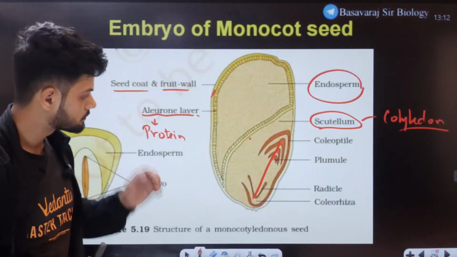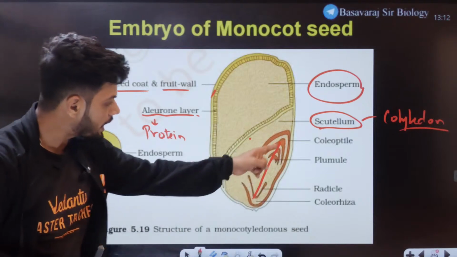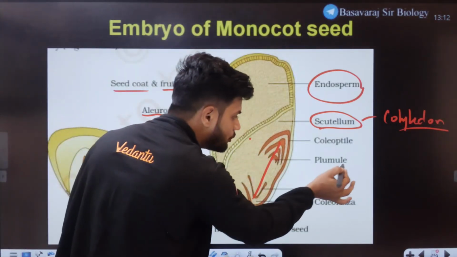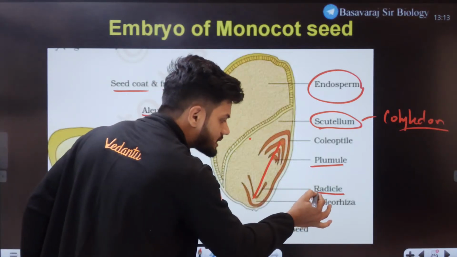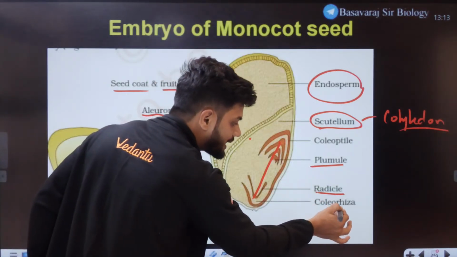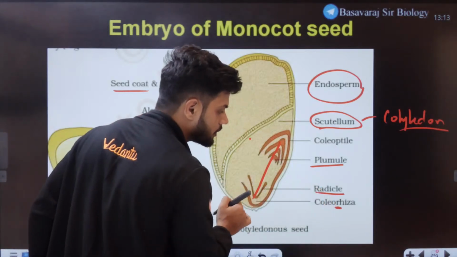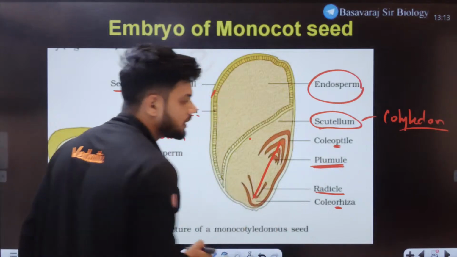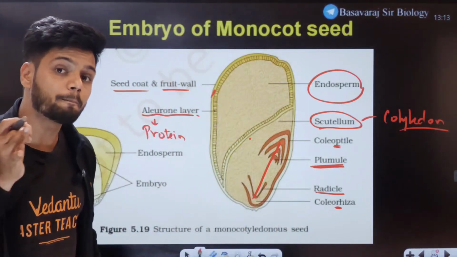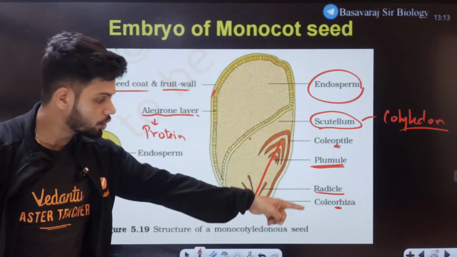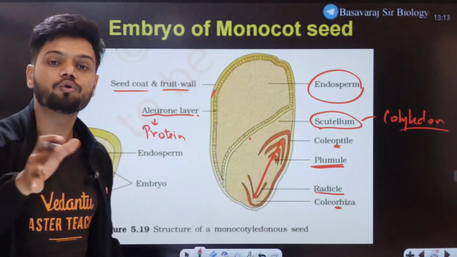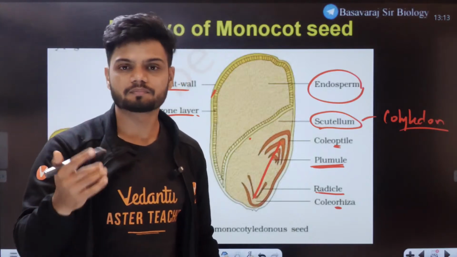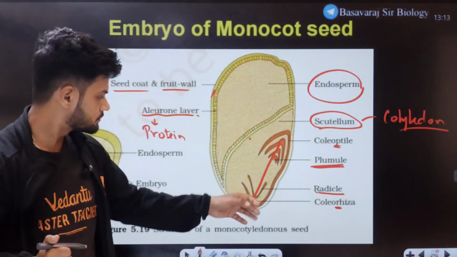Okay, scutellum. Now students, here we have the embryonal axis. Can all of you see here? There is the radicle and plumule. Radicle is protected by coleorhiza. R is present here: radicle. Plumule is protected by the coleoptile. P is present here. That's how you can remember it. Coleoptile, P is there. Coleorhiza, R is there. So you can easily remember what is protecting what. Okay, that is what is given here.